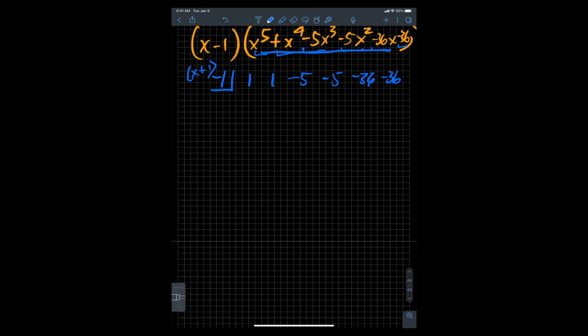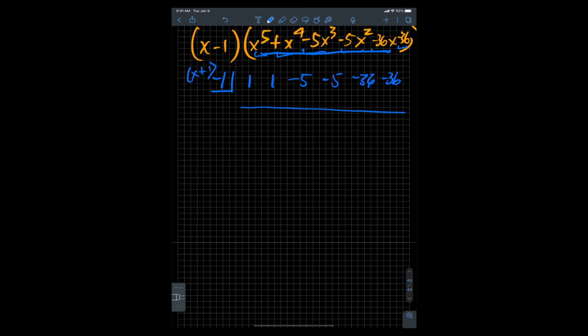So I'm going to just scoot up here and do my synthetic division. Bring the 1 down, multiply, -1, add 0, -1, 0, -5. Multiply these two and I get 5. And add that and I get 0. That's going to be 0.